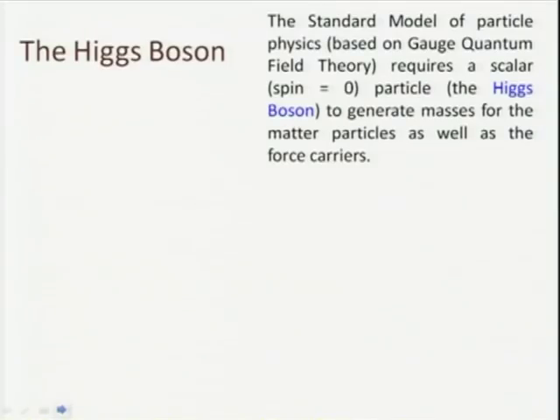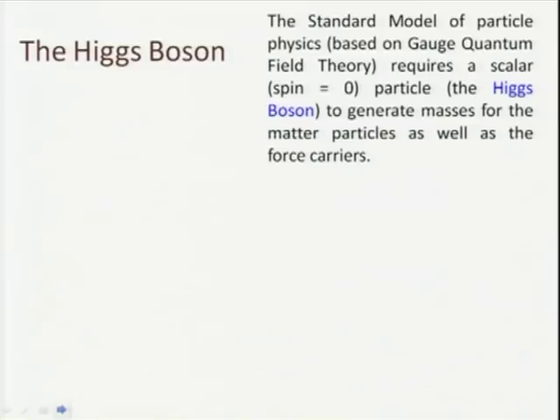Coming to the other particle, which is a totally different species in itself, completely different from the ones we have been talking about so far, leptons and quarks, this is called the Higgs boson. The standard model of particle physics requires this particle to generate masses for the matter particles as well as the gauge boson particles. We said electron has mass, proton has mass, Z boson has mass.